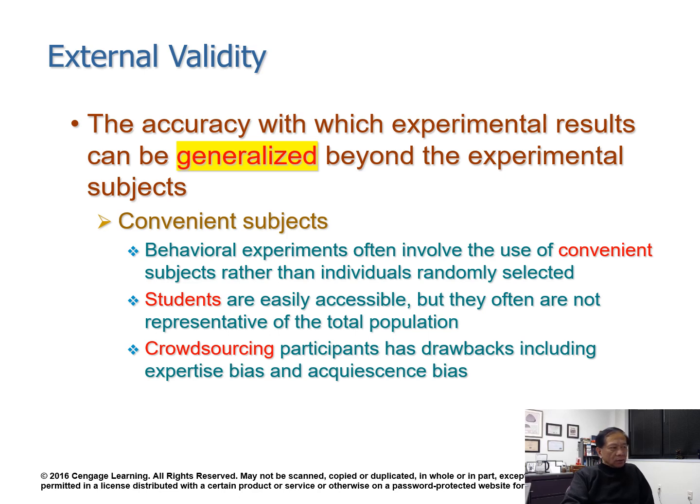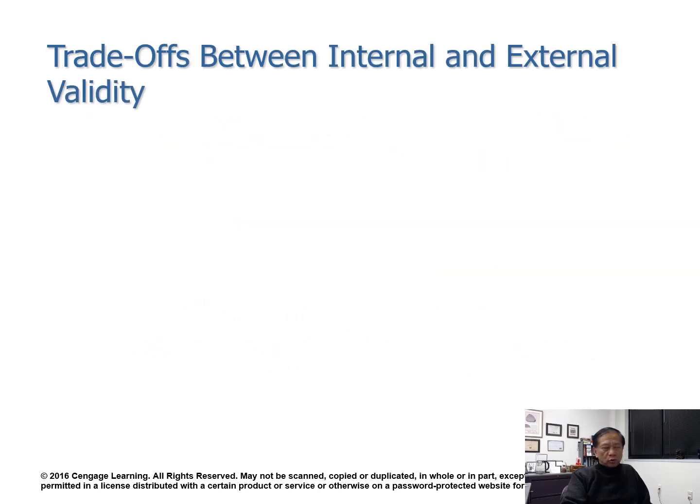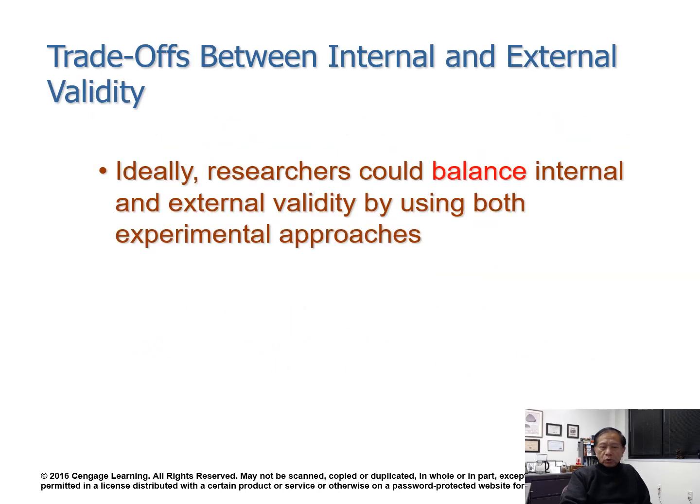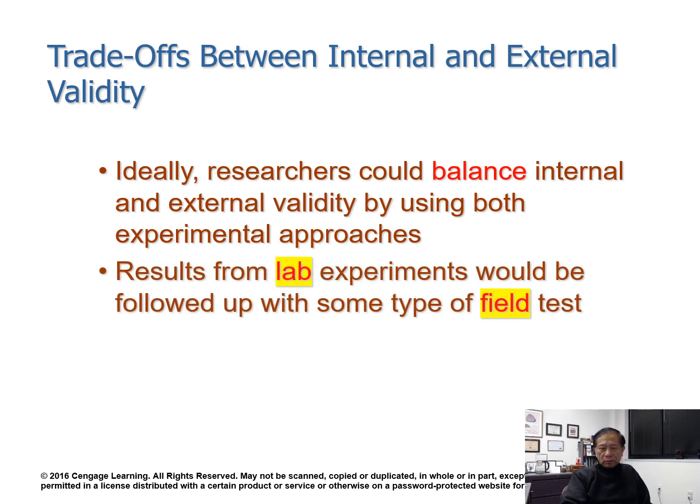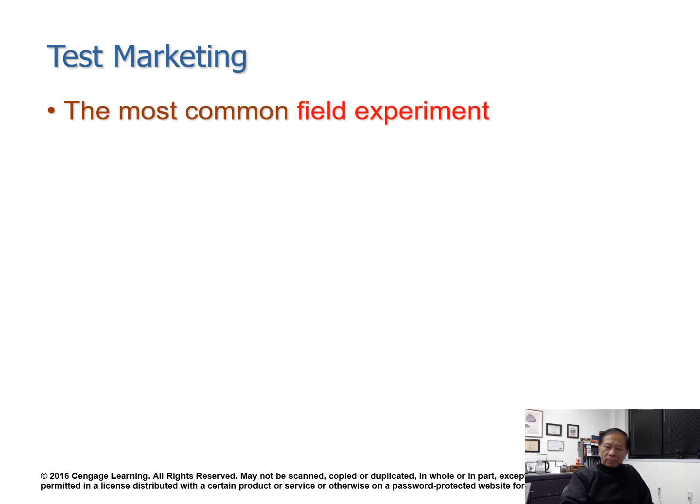Crowdsourcing participants has drawbacks, including expertise bias and acquiescence bias. Crowdsourcing. There's a trade-off between internal and external validity. Ideally, a researcher could balance internal and external validity by using both experimental approaches. And results from lab experiments will be followed up with some type of field test. And you can balance internal with external validity.